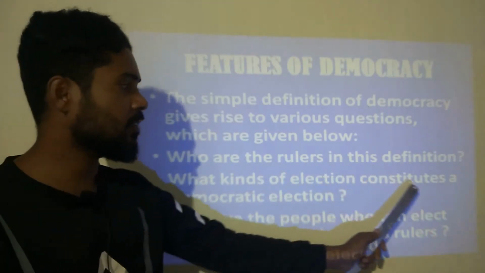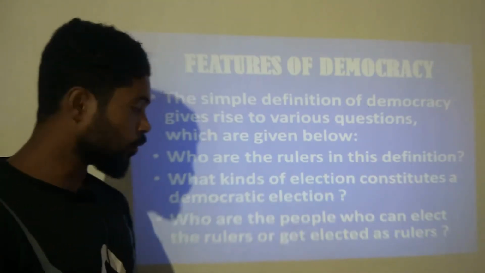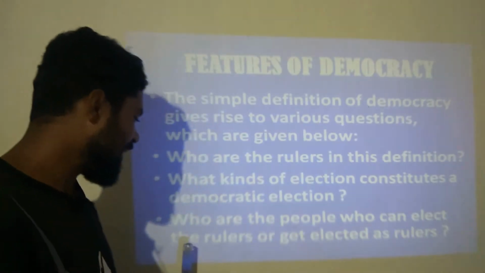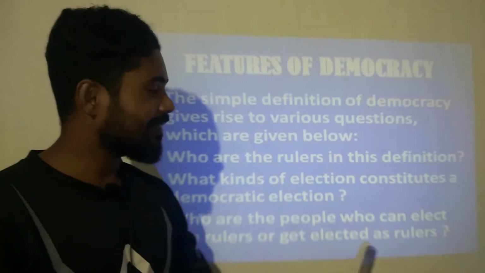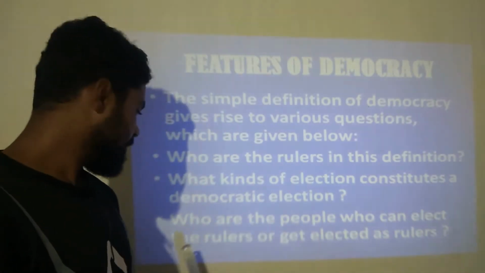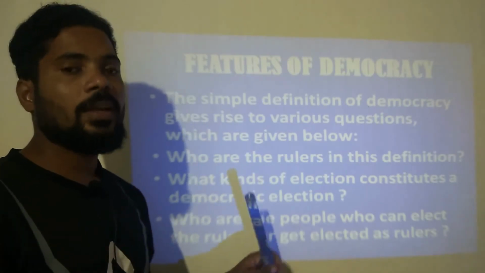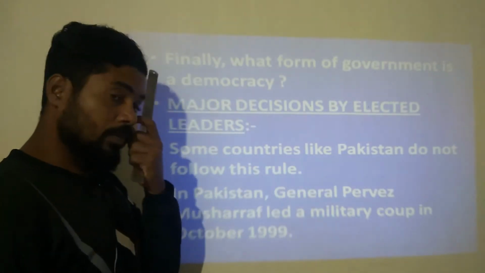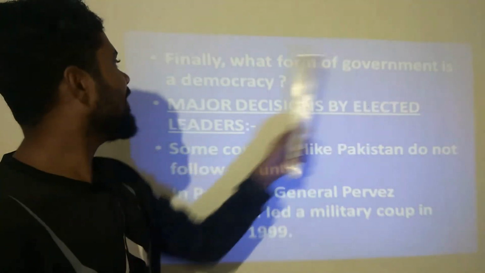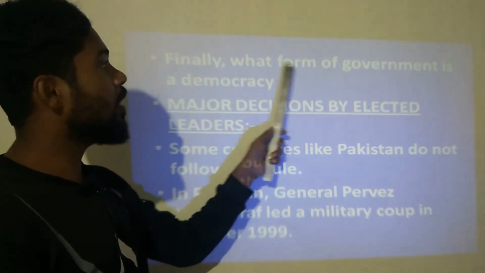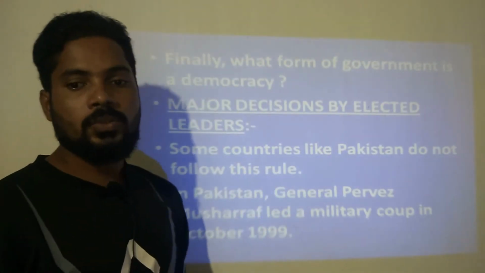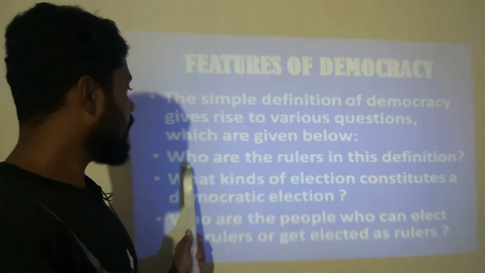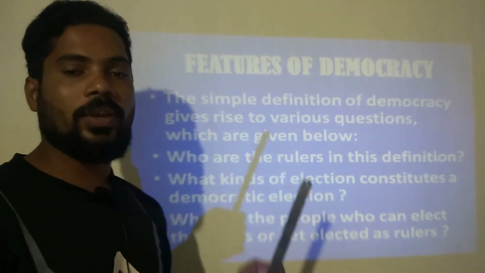What kind of election constitutes a democratic election? The next question that will arise in our mind is: who are the people who can elect the rulers or get elected as rulers? And finally, what form of government is a democracy? So we are going to see the first question which came to our mind. The first one is, who are the rulers? In this definition we are going to see now.